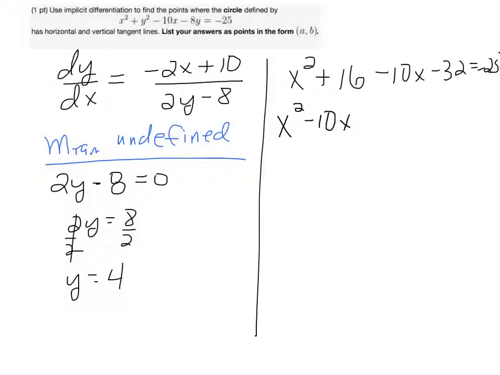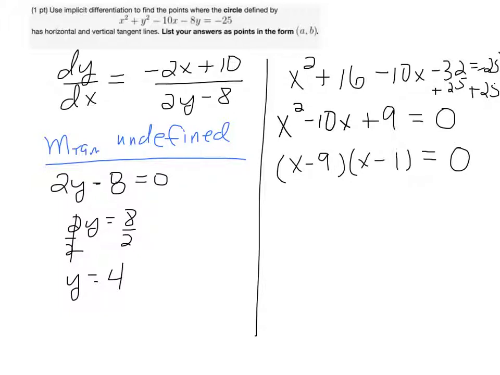Let's add 25 to both sides. All right, so when we do that, we have plus 9 is equal to 0. And this trinomial factors into (x minus 9) and (x minus 1). So my two solutions are x equals 1 and x equals 9.